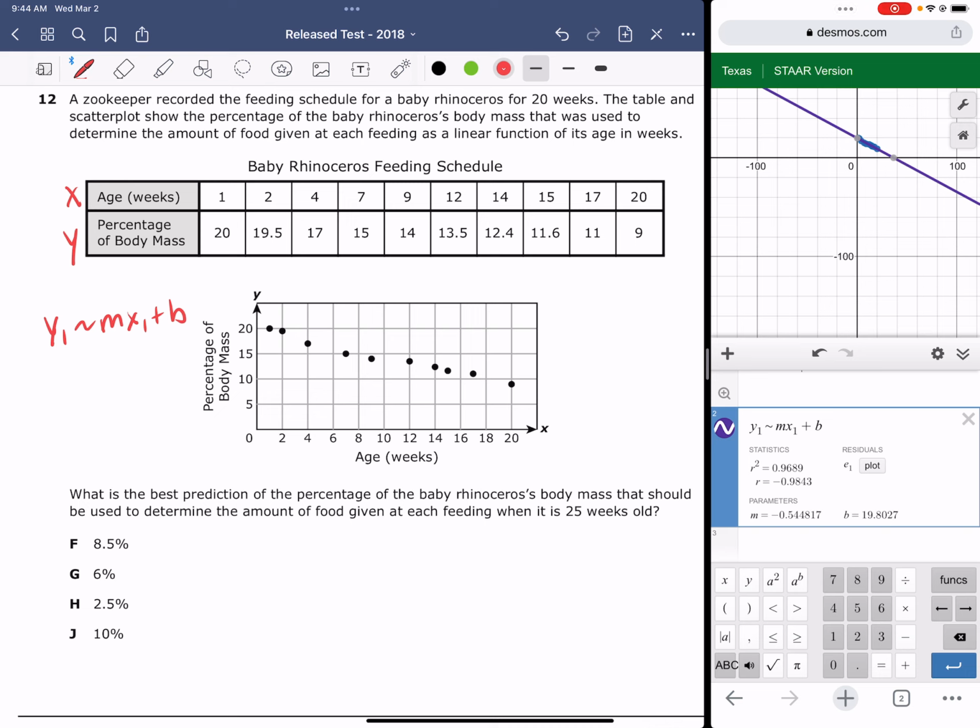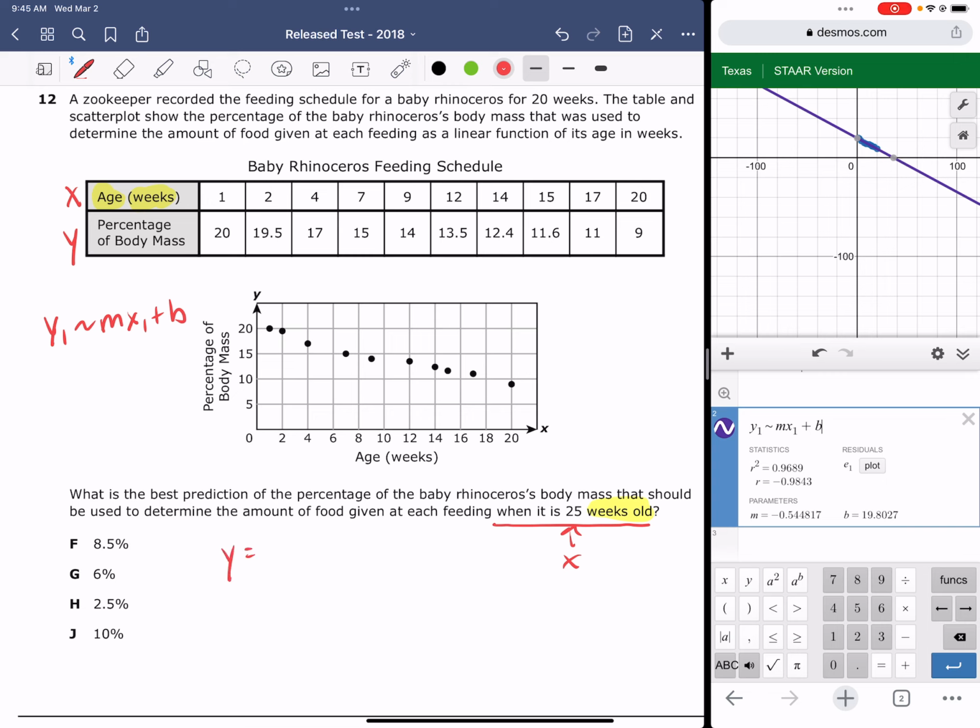That means we only need to figure out what to plug into that equation in order to make this prediction. Notice that in the question, we are given 25 weeks old, and weeks old represents an age or a number of weeks. That is an x value, which means that 25 is going to represent x in my equation.